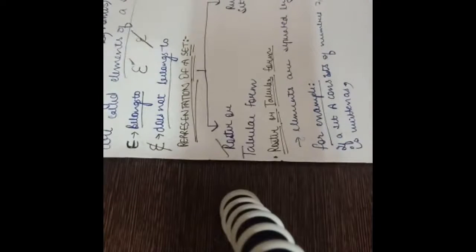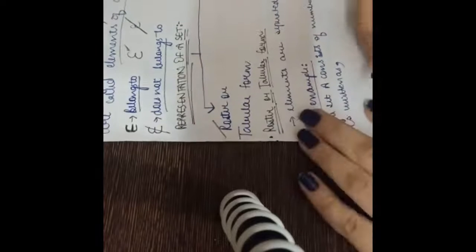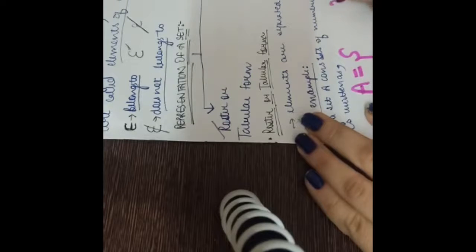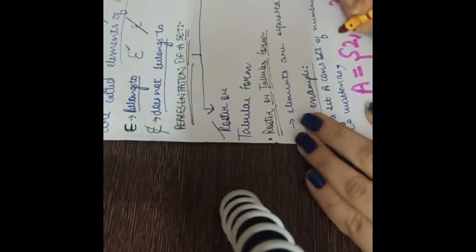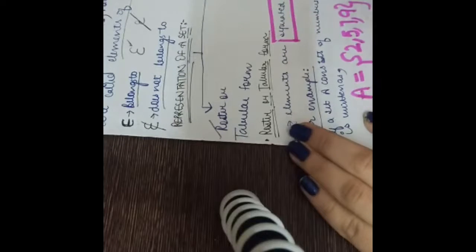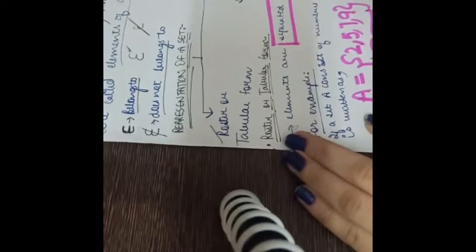For example, if the set A consists of numbers 2, 5, 7, 9 and 15, how are we going to write that? Let's see. When you write in the roster form, you'll write A is equal to {2, 5, 7, 9, 15}. As I told you, we separate the elements by the use of commas. So here I have used commas to separate these elements. So this is the set in the roster or tabular form.